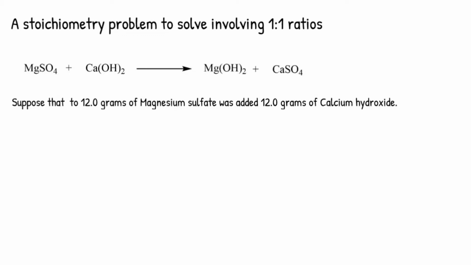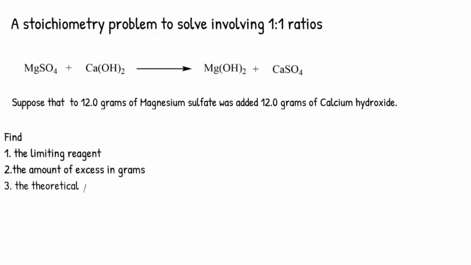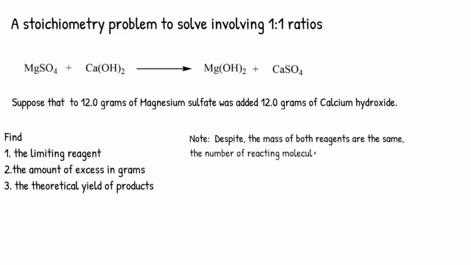In this example, I will show you how to find the limiting reagents, find the amount of excess reagent in grams, and find the theoretical yield of products. Note that despite the mass of both reagents being the same, the number of reacting molecules are different.